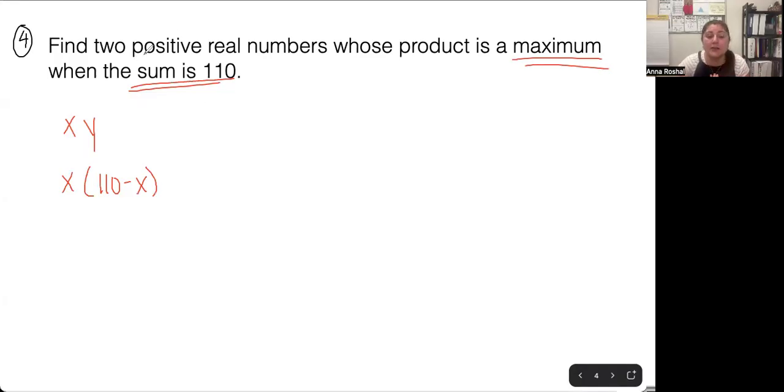In this case, they also tell us that our numbers are positive. They also tell us that our numbers are real. So we have some parameters that if we end up with a funky answer, we know we might have to reject something and go from there.